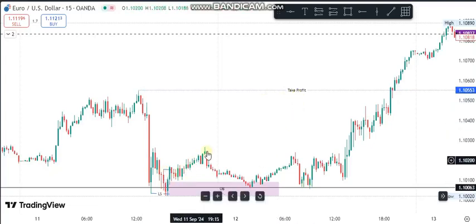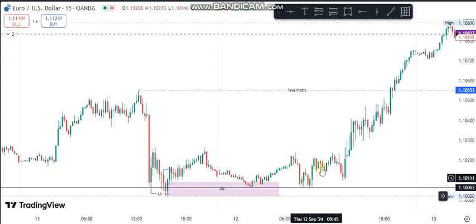Wait for the price to come and react to it exactly like it did here, and boom, you take your trade. No two ways about it. That's my valid order block. Some people trade random order blocks. So you see, I got my target there. I hit my TP.